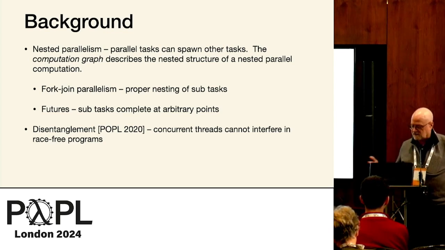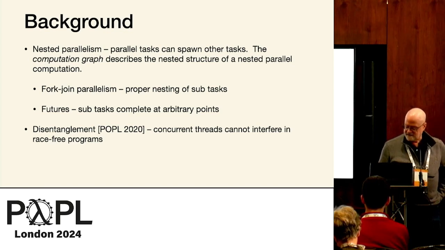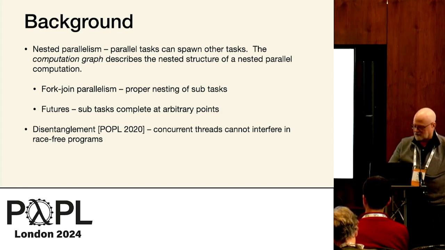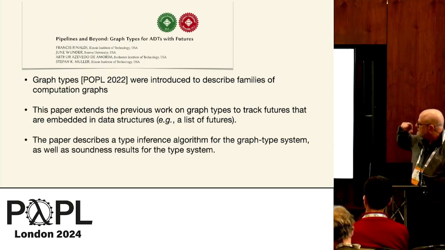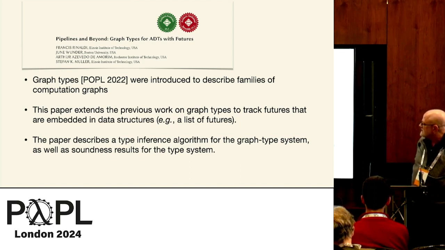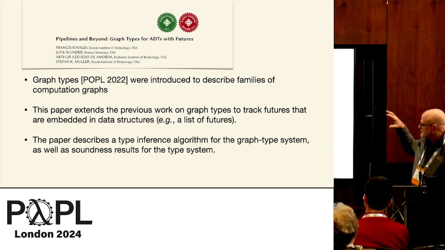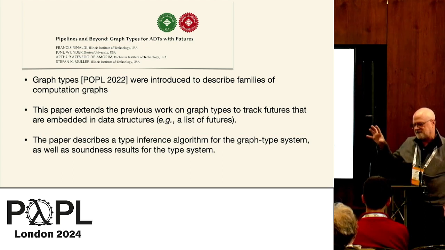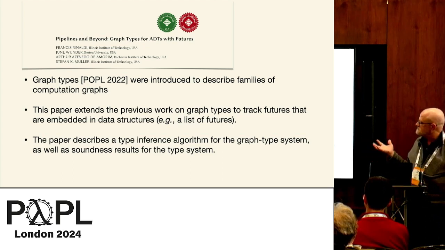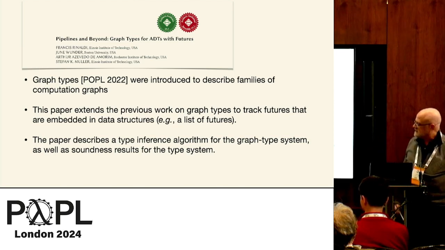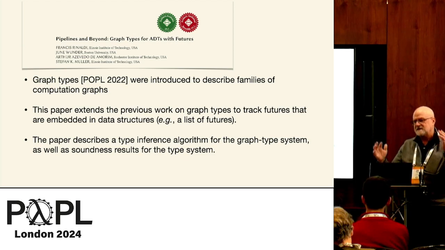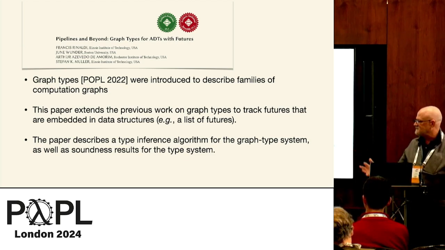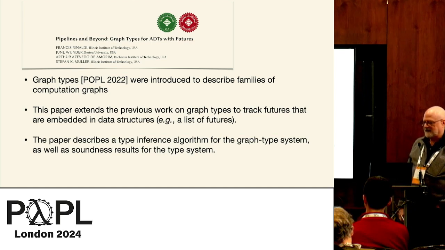So I want to go over the 4 papers and just give a little bit of a discussion of what some of the highlights of each paper are. So the first paper is called Pipelines and Beyond, Graph Types for ADTs with Futures. So in POPL 2022, graph types were introduced by the 4th author here. And the idea of graph types is essentially it's a typing scheme for these computation graphs. So computation graphs refer to a specific parallel execution. Graph types refer to a family of computation graphs.